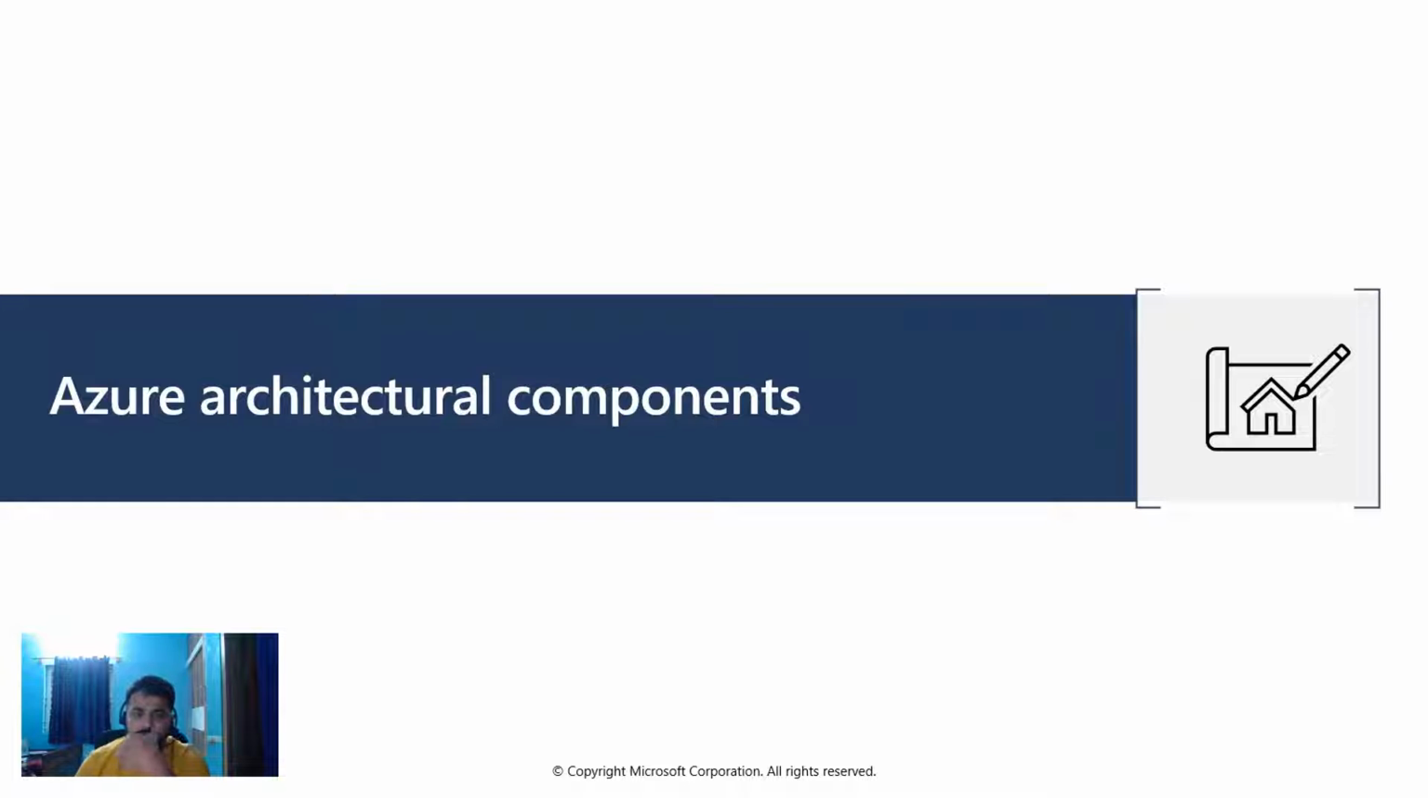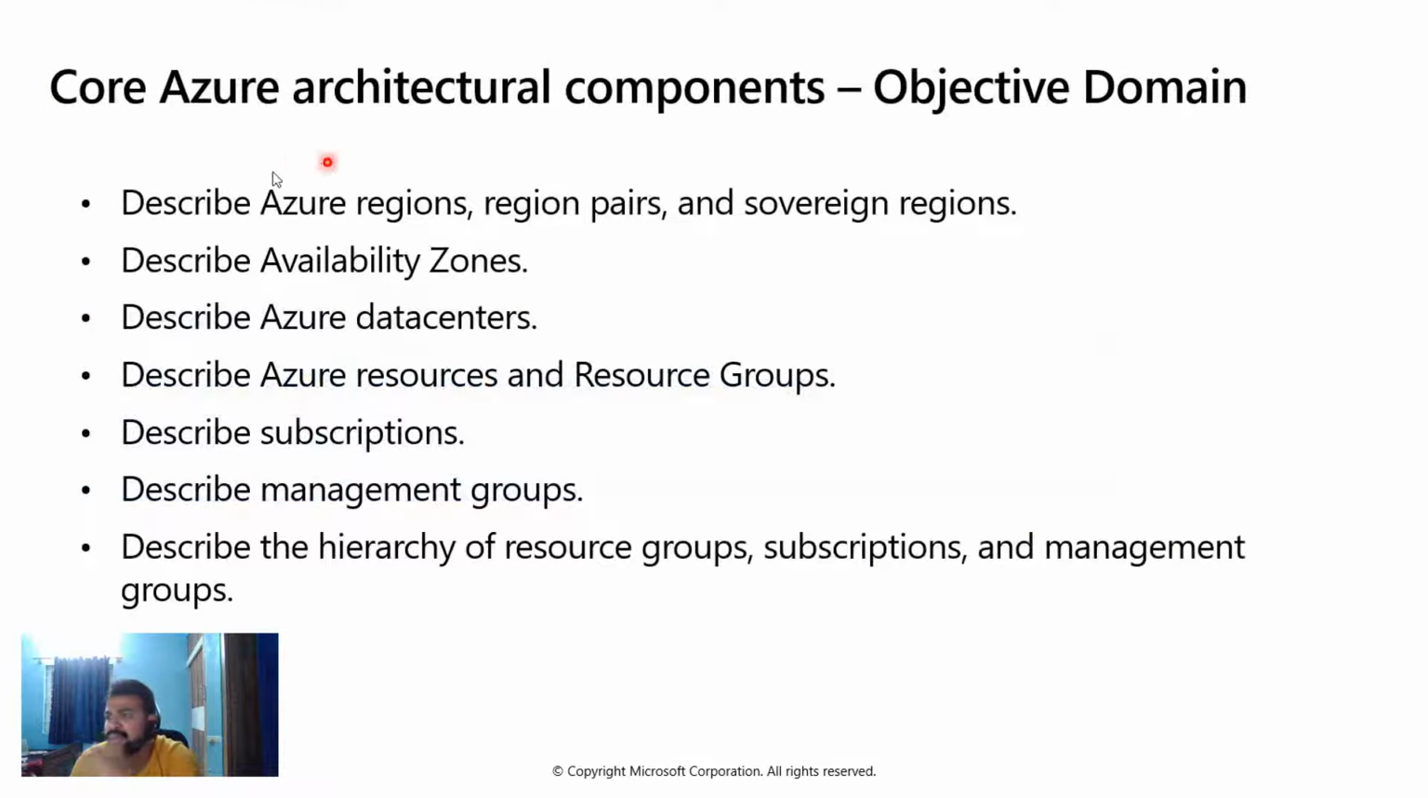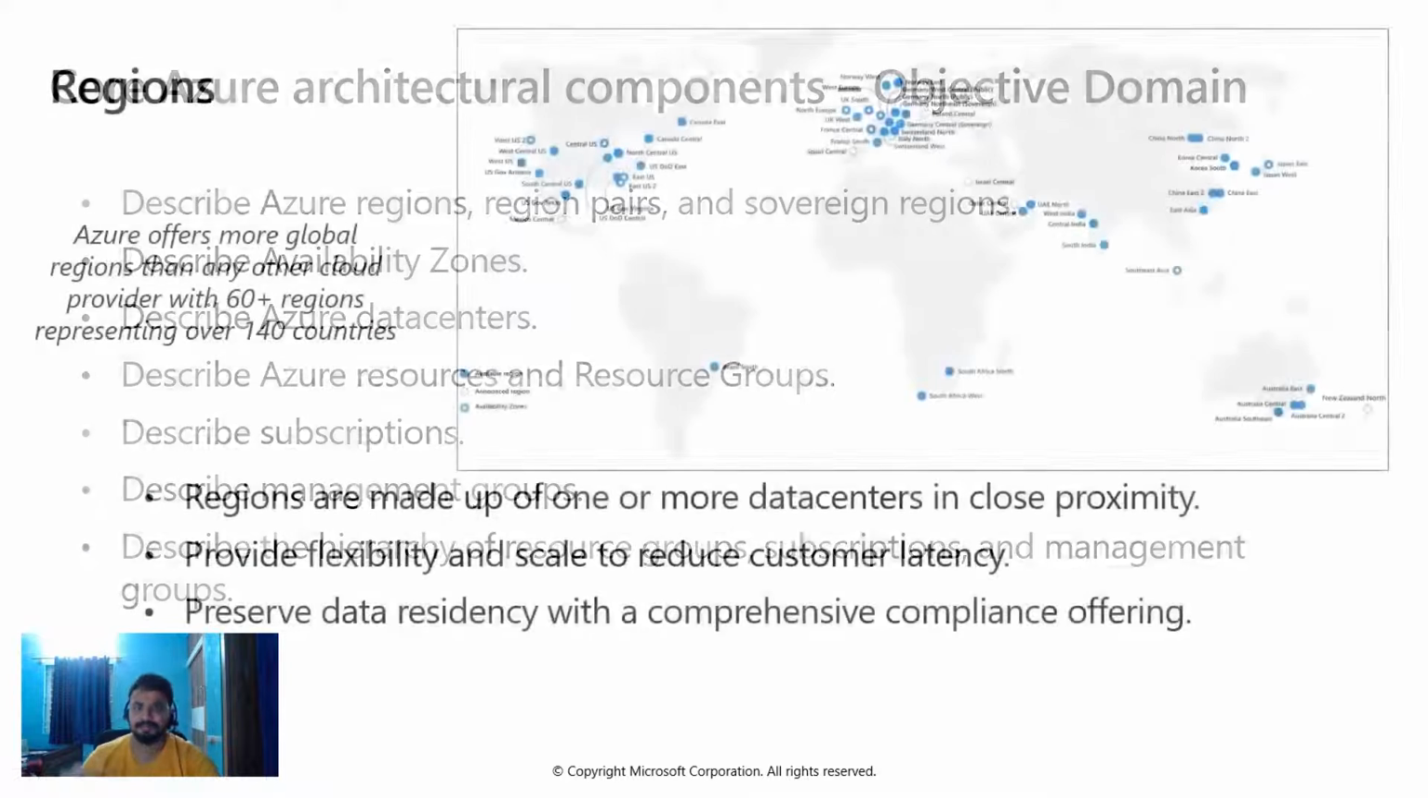Okay. Next thing, Azure architectural components. When we talk about Azure, we have multiple architectural components. Let's see what we are going to learn here. We are going to learn Azure regions, region pairs, and sovereign regions, availability zones, the data centers, the resources and the resource group, subscriptions, management groups, and how it's hierarchically divided. Let's get started.